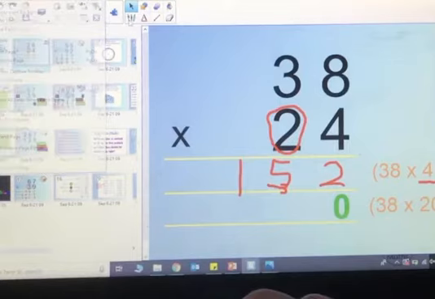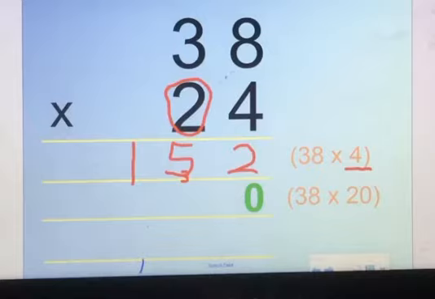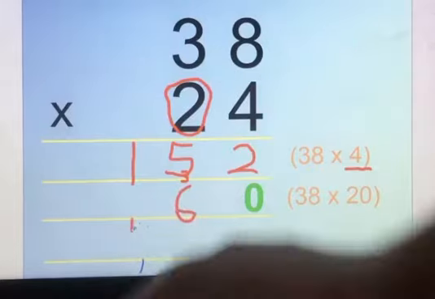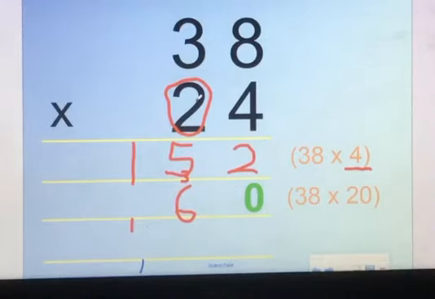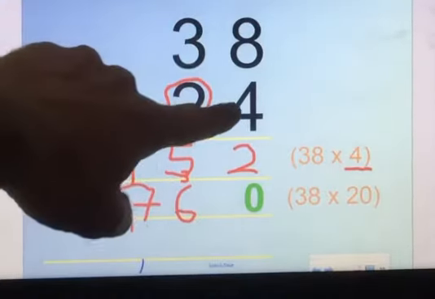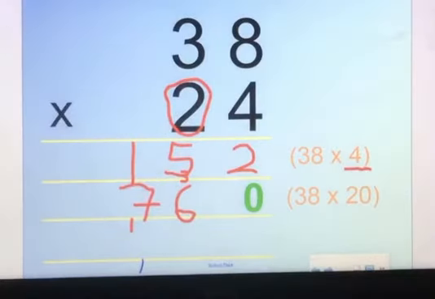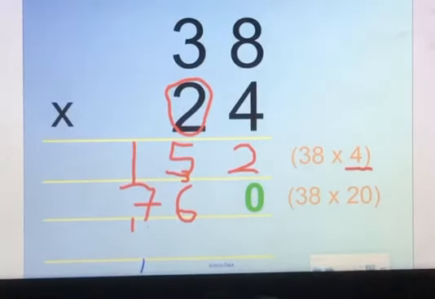We are now on the 2, but really it's 20. So 8 times 2 is 16. Make sure everything's lined up properly. And 3 times 2 is 6. Add the 1 is 7. So we said we were looking for something about the 750 mark. We've got 760. I'm happy to carry on. So what we've done so far, we've times 38 by 4. We've times 38 by 20. So we've times everything by everything, which is what we want to do. Now we just need to add our 2 answers together.